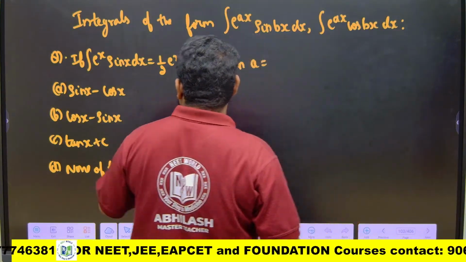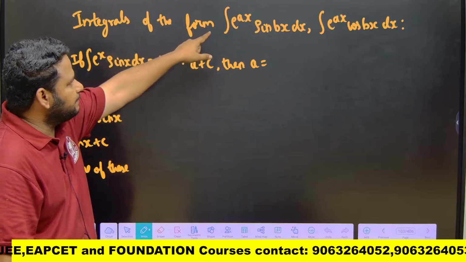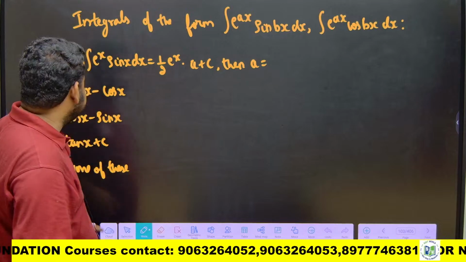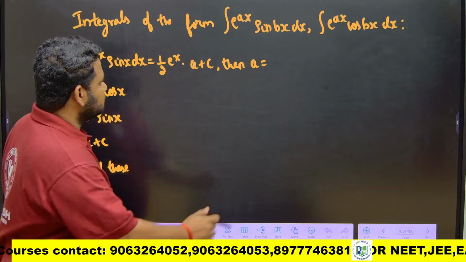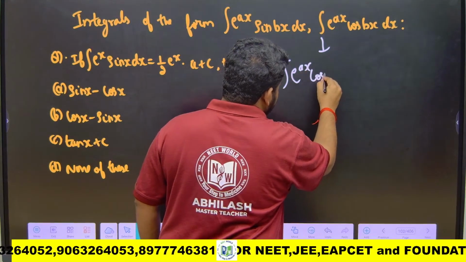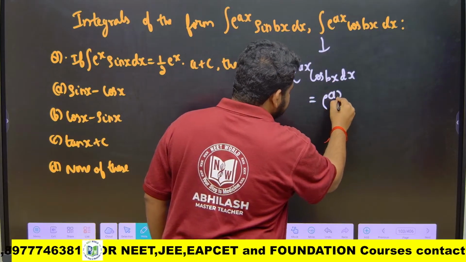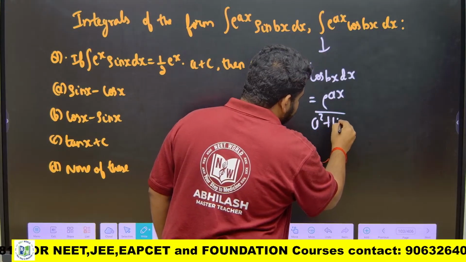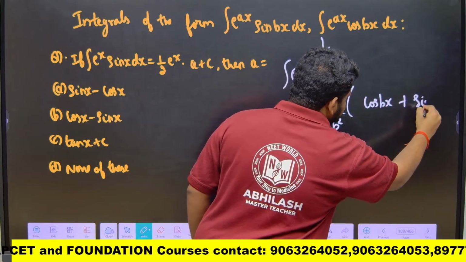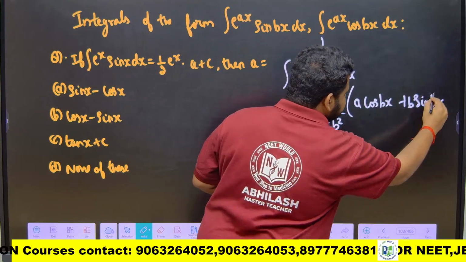Integrals of the form, see here, this is of very great importance: integral of e power ax sin bx or integral of e power ax cos bx. If they have given a question of this form, what is the formula? You should know it. For the integral of e power ax cos bx dx, the formula is e power ax by (a square plus b square) into (cos bx plus sin bx). Is it only that much? You have to write here: a times cos bx plus b times sin bx, plus c.